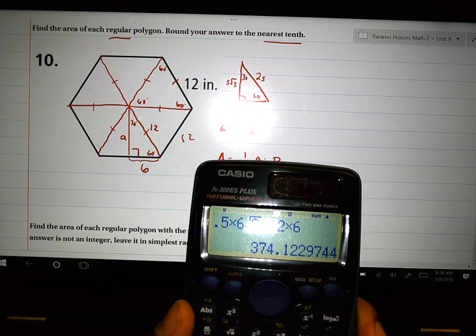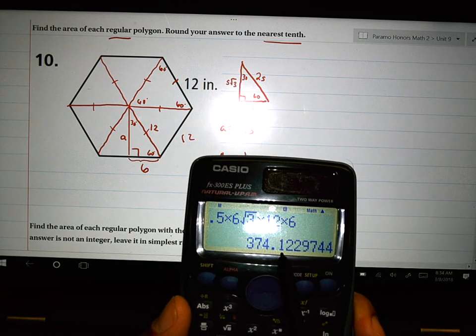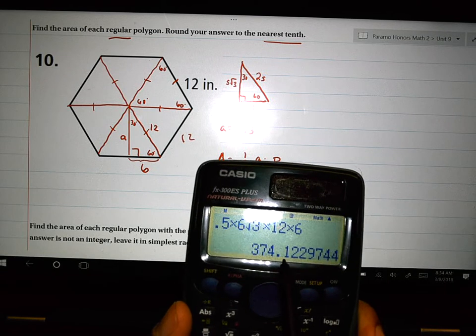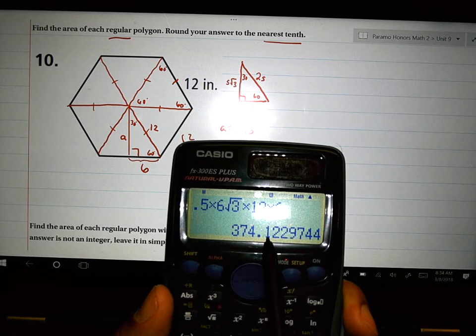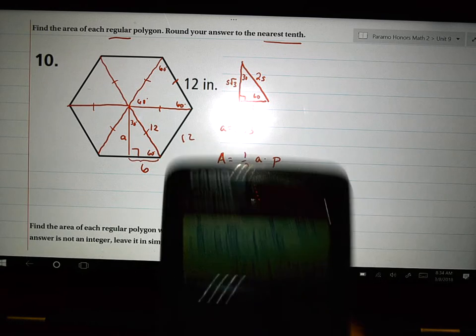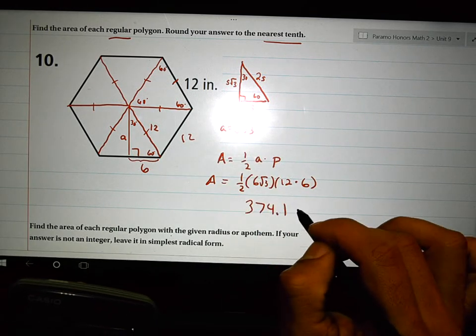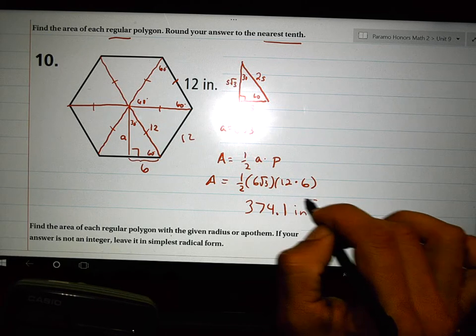And then I want to switch this to a decimal to the nearest tenth place. Here's my tenth place. I look at this number. It's not 5 or higher. I'm going to leave this the same. 374.1 inches squared.